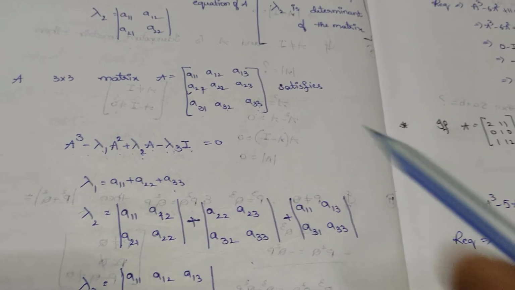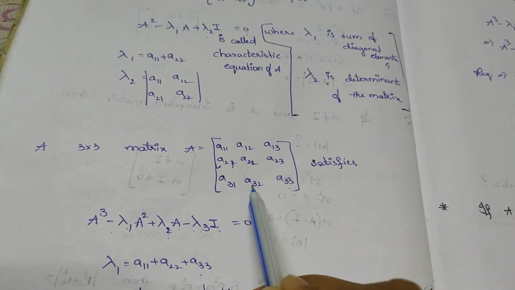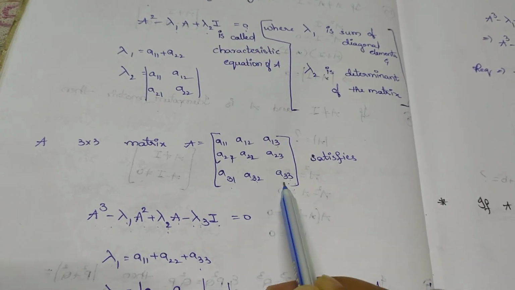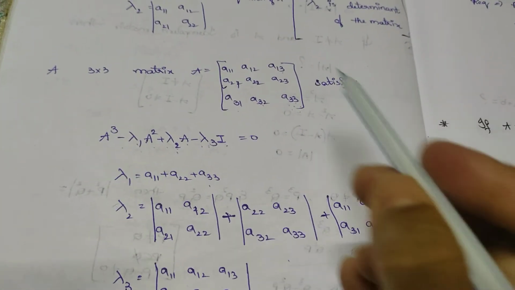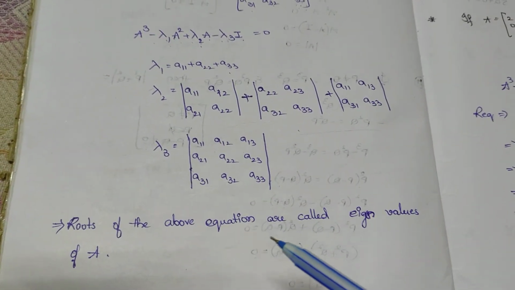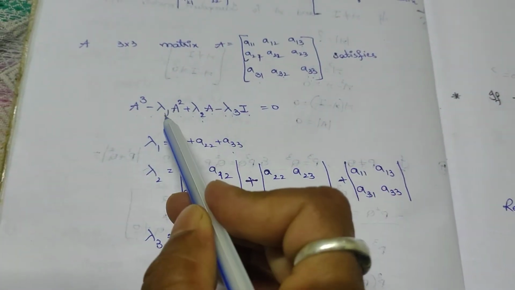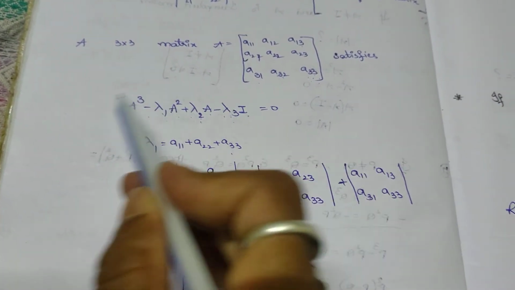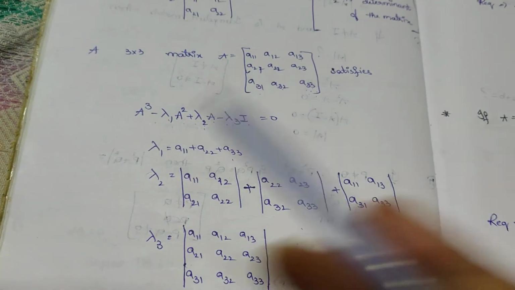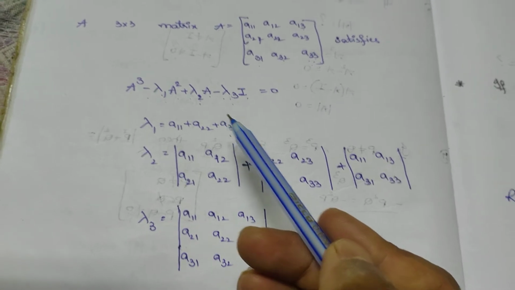So the order should be: first these two, next these two, next this one and this one. And lambda 3 is nothing but the determinant of the given 3 by 3 matrix. Generally, the roots of the above equation are called eigenvalues of A. Actually it is a cubic equation. After getting lambda 1, lambda 2, lambda 3, you will get a cubic equation. The roots of this cubic equation are called eigenvalues of the matrix A.